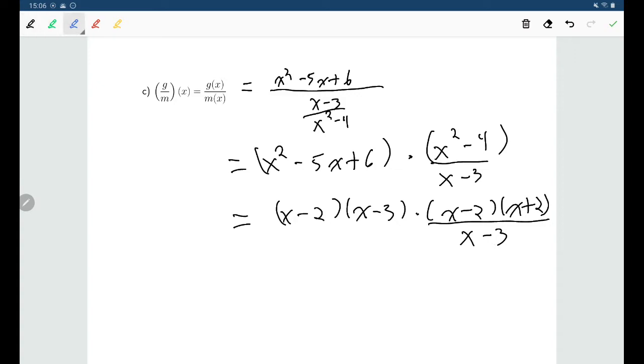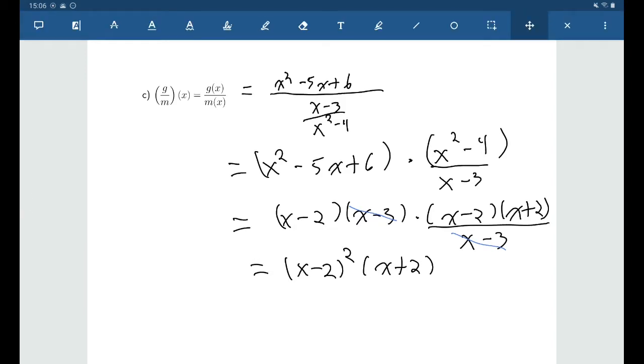And then we can cancel some things out. We can cancel the x minus 3's. And that leaves me with x minus 2 times x minus 2 times x plus 2. We'll have x minus 2 squared, and we've got x plus 2. Okay, so far so good. We now have to think about the domain.